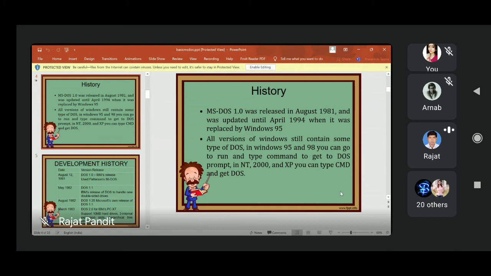You will see on your computer, in your laptop, you search in your Explorer. You write just MS-DOS, and you will get the DOS version. By default, it is inbuilt in your operating system, so you can access it. So that is written here: all versions of Windows still contain some types of DOS. In Windows 95, 98, you can go to Run and type command to get the DOS prompt. In Windows NT, 2000 and XP, you can also type CMD and get DOS.